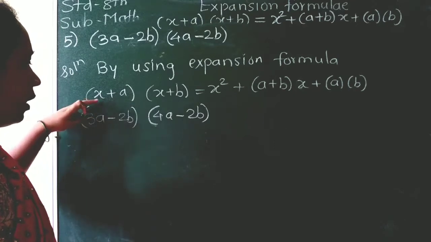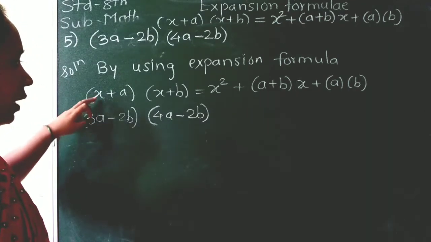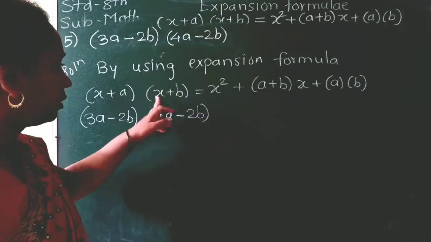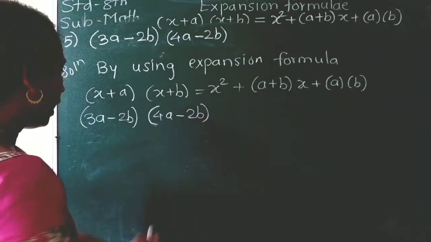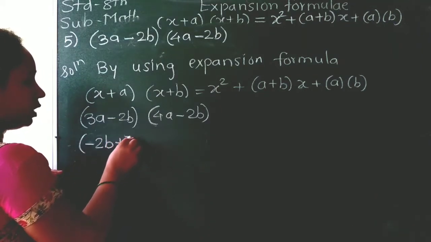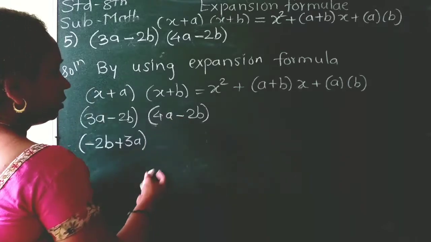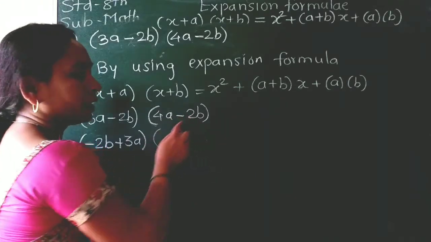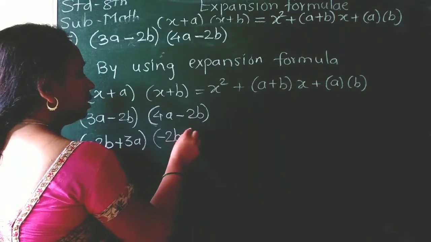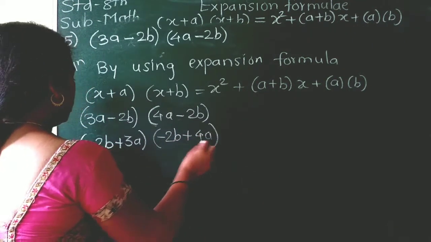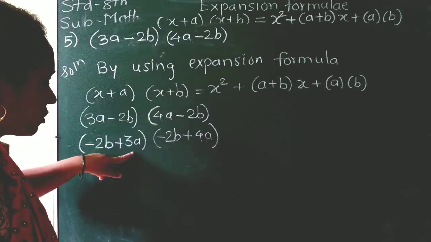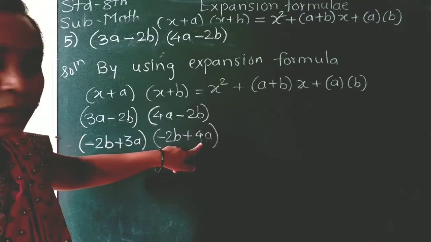Here the common term x is nothing but minus 2b. Again the places are different. Here also minus 2b. I will replace it and write it properly: minus 2b plus 3a. Here minus 2b, this negative sign is of that common term, minus. So minus 2b plus 4a. Here x value is minus 2b, a's value is 3a and b's value would be 4a.